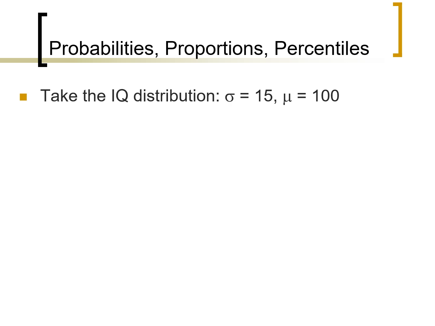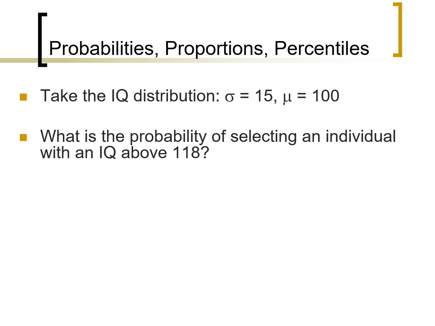So for an applied example, take the IQ distribution, typically a mean of 100, standard deviation of 15. What is the probability of selecting an individual with an IQ above 118? So already above the mean, what's the probability of selecting someone more than a standard deviation above the mean? First of all, we have to calculate our z-score, and just looking at these numbers, if our standard deviation is 15 and our raw score is 118, we know it's going to be just a little bit over 1.